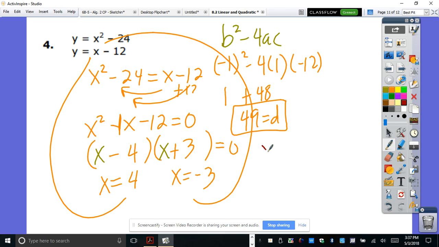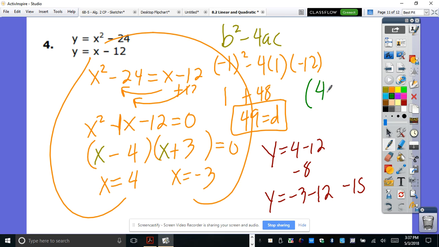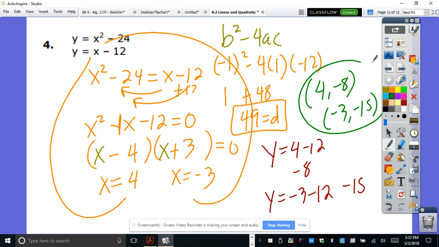So therefore, the answers are y is equal to 4 minus 12. That will give you negative 8. The other one is y is equal to negative 3 minus 12. That will give you negative 15. The final answers are 4 comma negative 8 and negative 3, negative 15. There you have it.